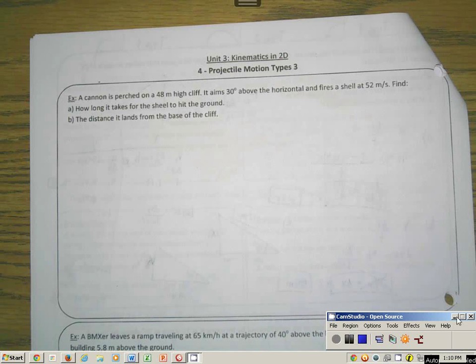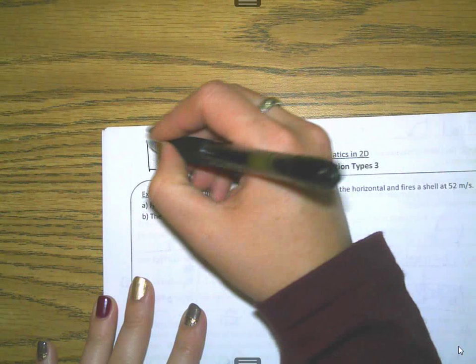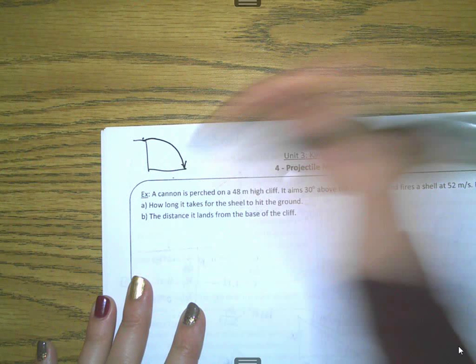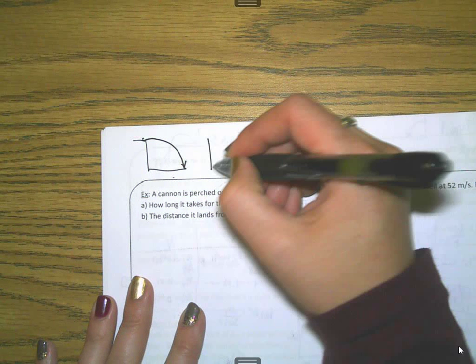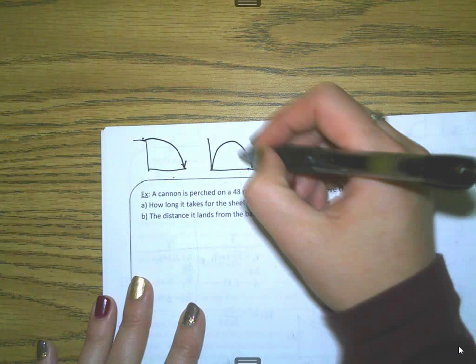Okay, here's type 3. Remember we said type 1 is something that gets shot off the top of something and goes over and down? Type 2 we worked last night. They go up and over. So we've got things separated into the two halves and the x and the y components.